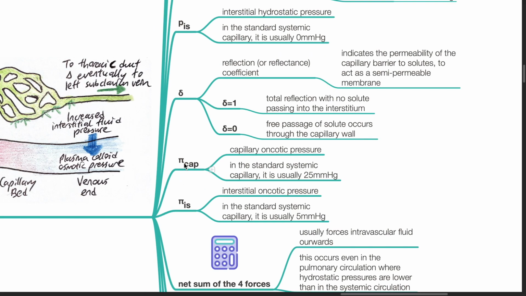Pi CAP represents the capillary oncotic pressure. In the standard systemic capillary, it is usually 25 mmHg. Pi IS represents the interstitial oncotic pressure. In the standard systemic capillary, it is usually 5 mmHg.